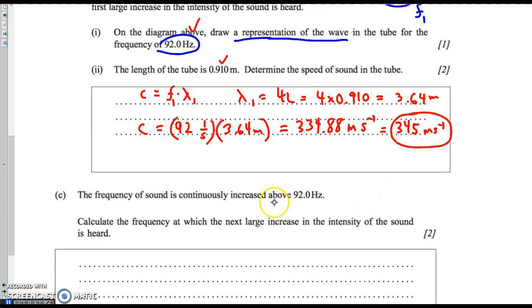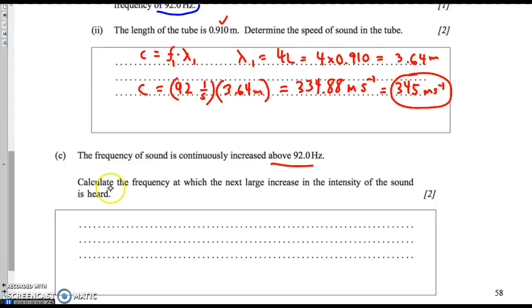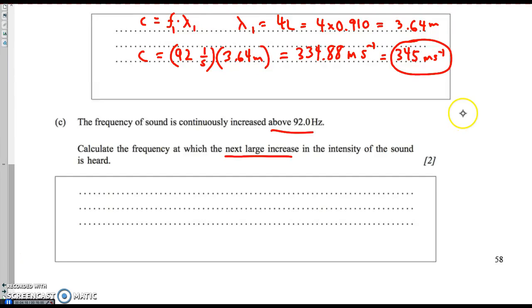The frequency is increased above 92, so you keep increasing the frequency. Calculate the frequency at which the next large increase is heard. Well, we know that in a pipe open at just one end, this is the first wave we can fit, and this is the second wave we can fit. And how much did we increase the frequency? We haven't doubled the frequency here.